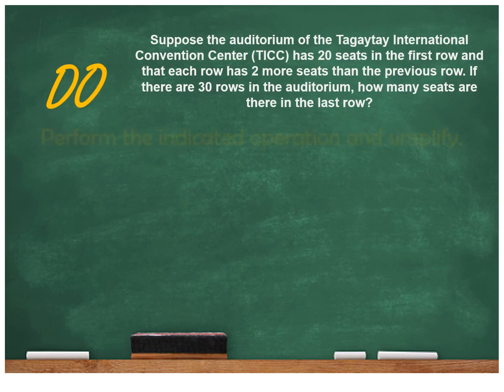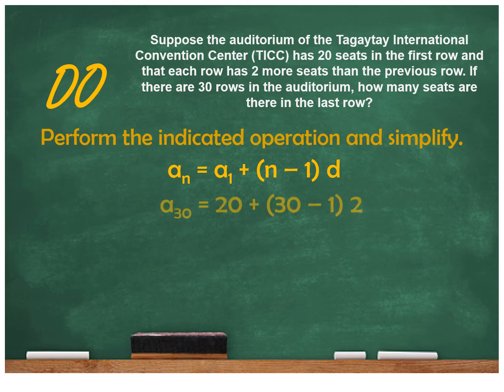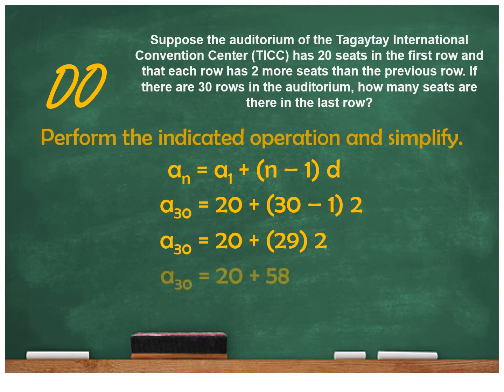After knowing the formula, we will perform the indicated operations and simplify. So a sub n, or a sub 30, equals a sub 1, which is 20, plus the quantity n minus 1, where n is 30 minus 1, times the common difference. So 30 minus 1 is 29, following the PEMDAS rule. 29 times 2 is 58, plus 20 is 78. So that gives us the last row, 78 seats.